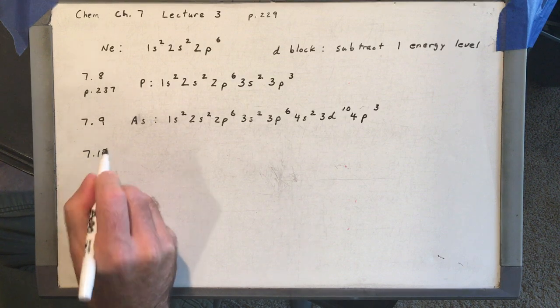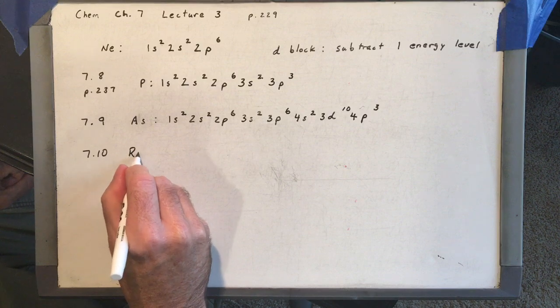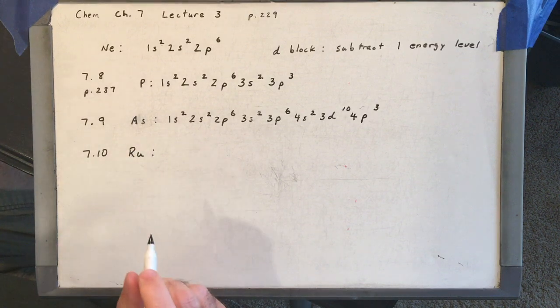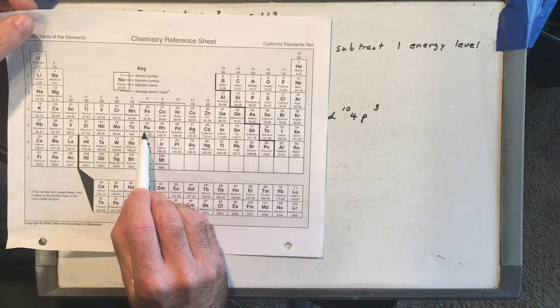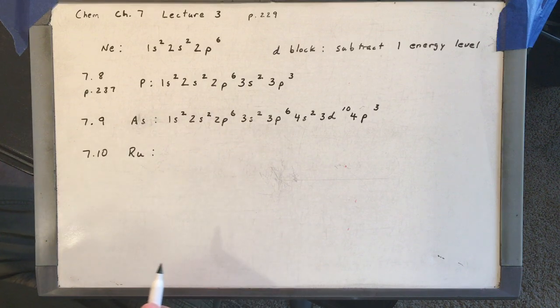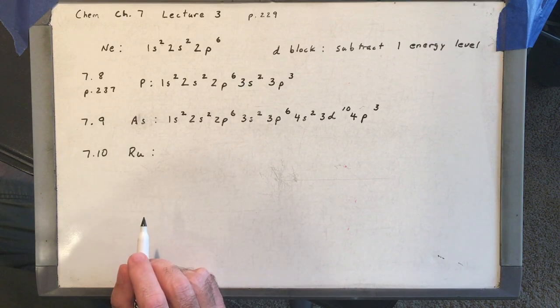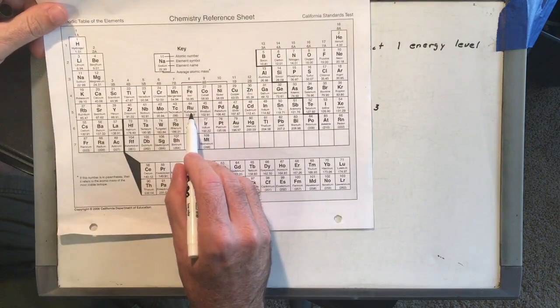Now 7.10 says write the electron configuration for ruthenium. Ruthenium is number 44. So what I want you to do is pause the video and try it yourself. Okay, let's see if you got it right. So ruthenium, again, number 44.